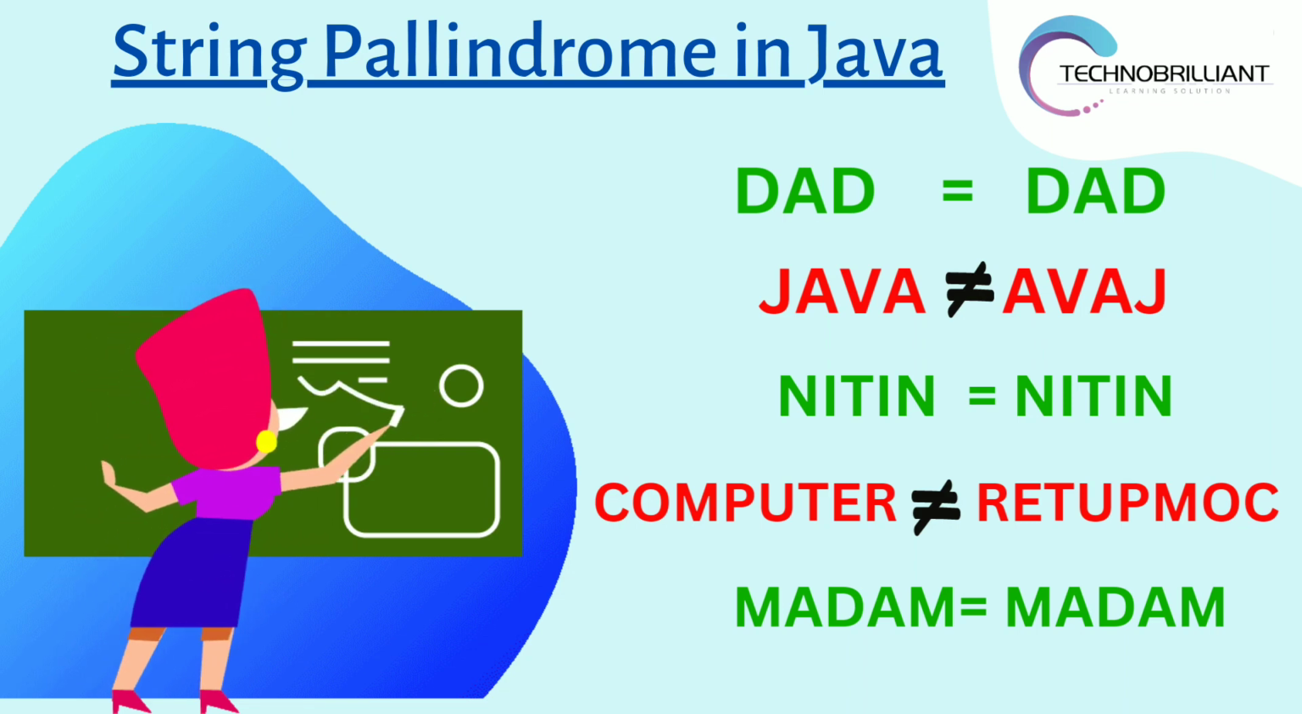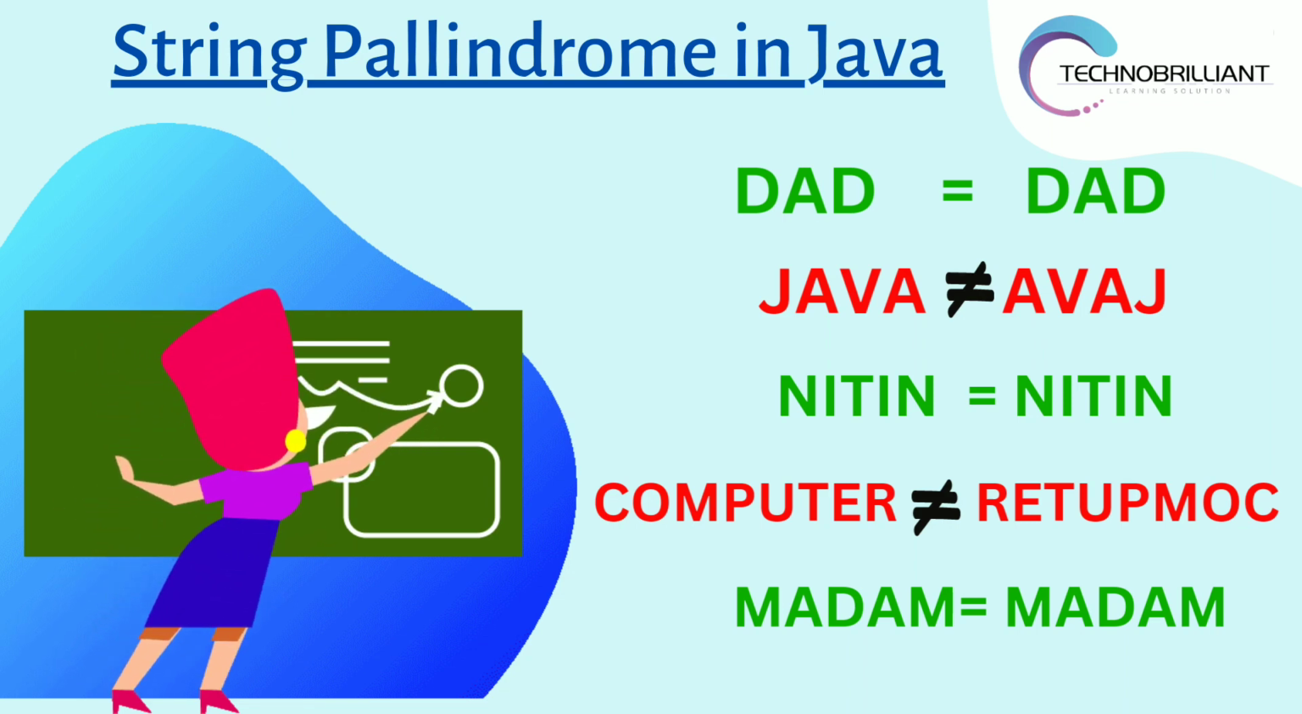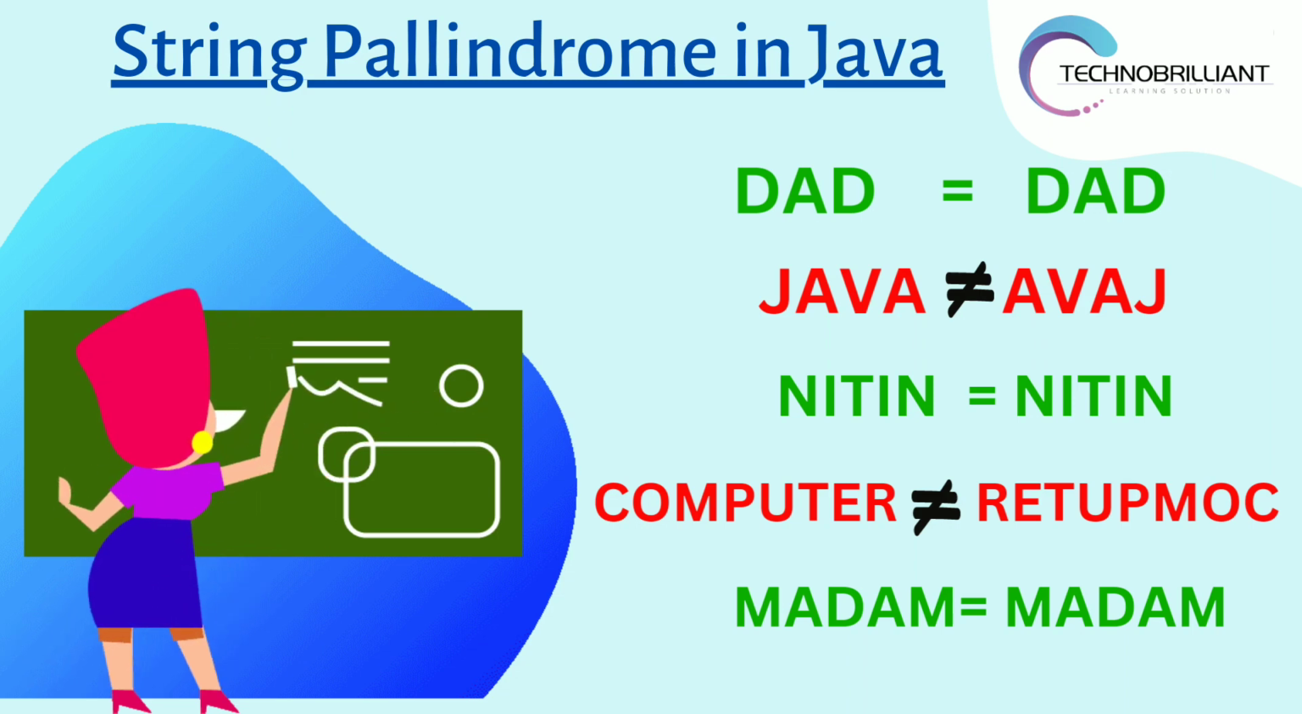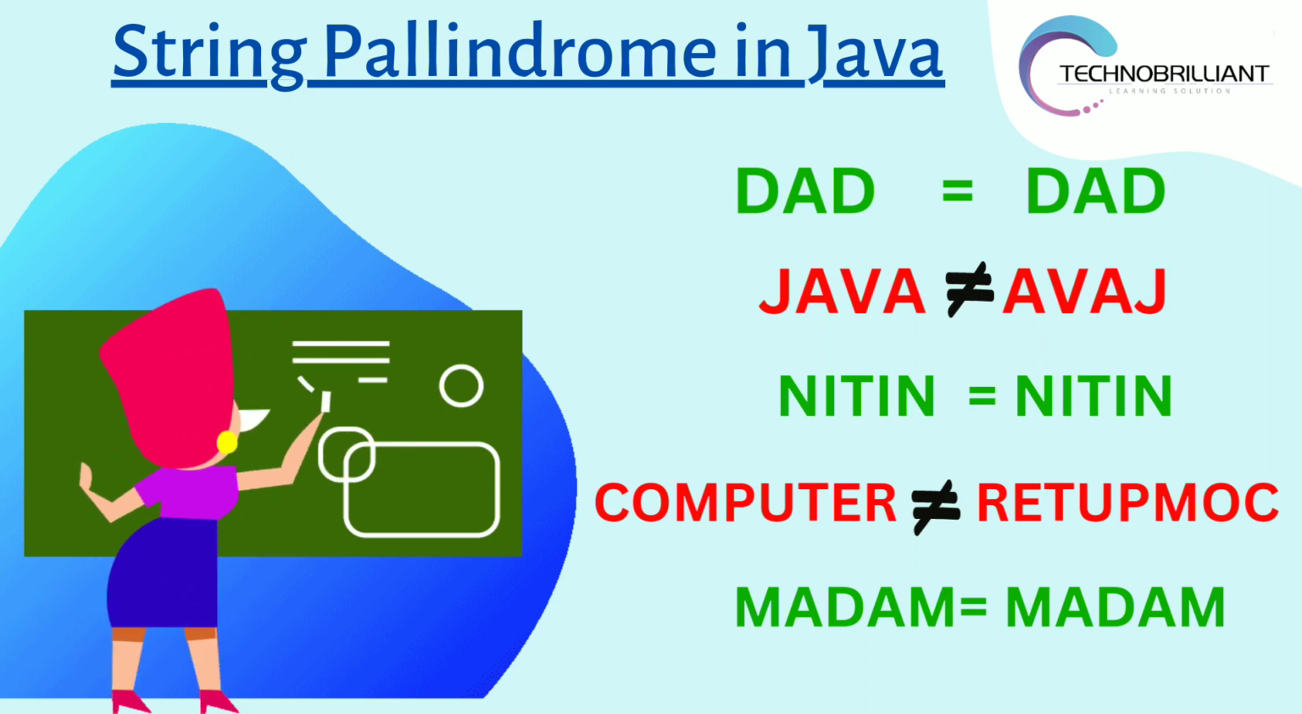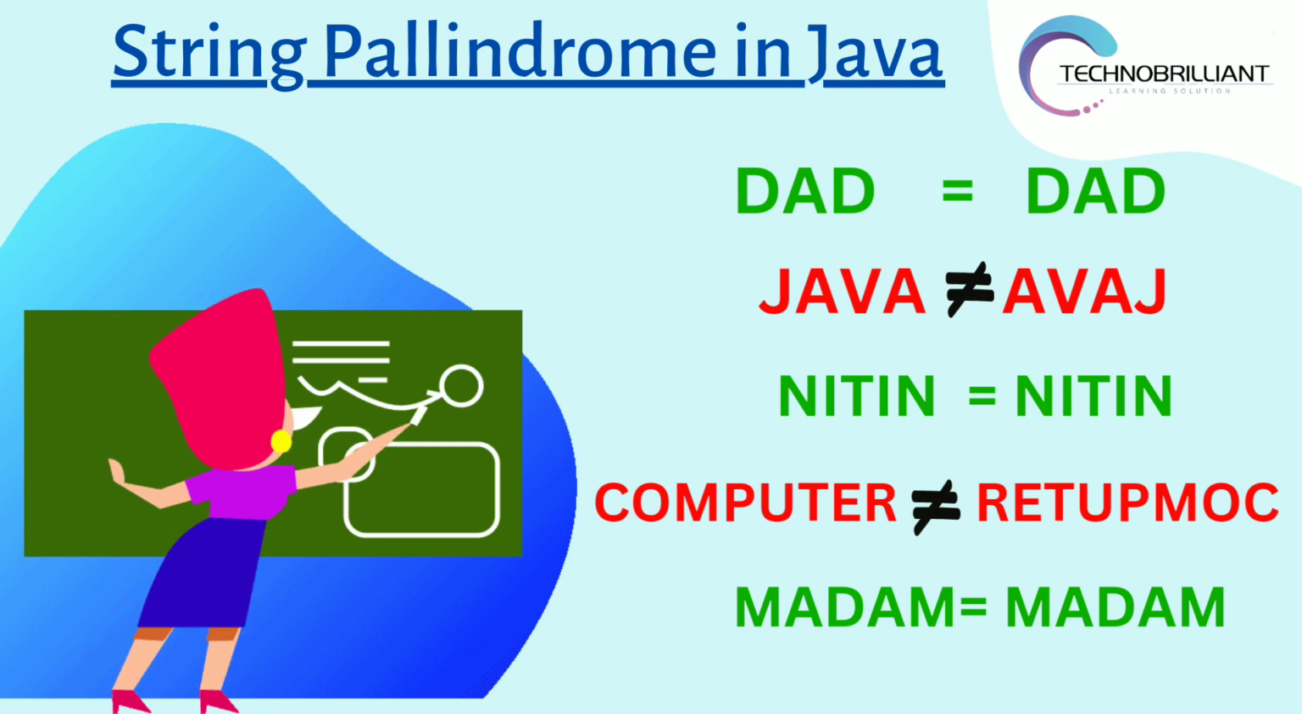One more example, NITIN, Nitin. The reverse of this is also Nitin. So this is a palindrome string. We will check it by the program.